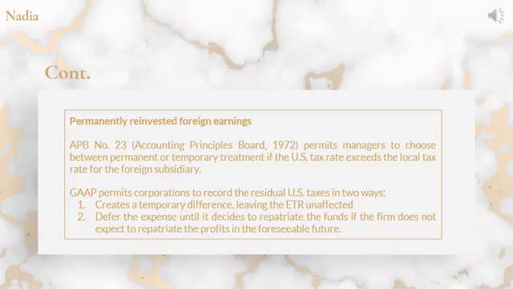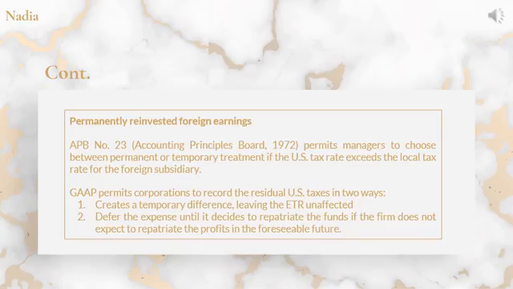Next, permanently reinvested foreign earnings. Accounting Principles Board number 23 permits managers to choose between permanent or temporary treatment if the US tax rate exceeds the local tax rate for the foreign subsidiary. So GAAP permits corporations to record the residual US taxes in two ways.